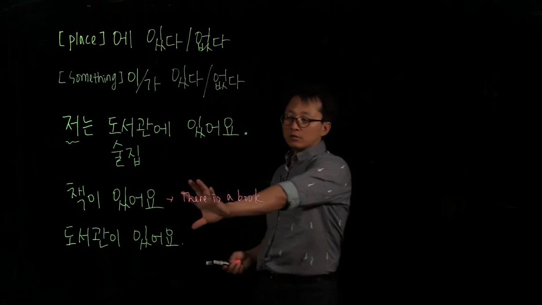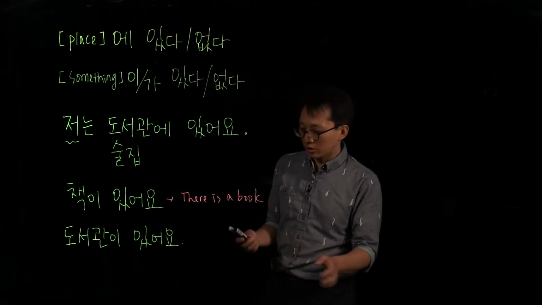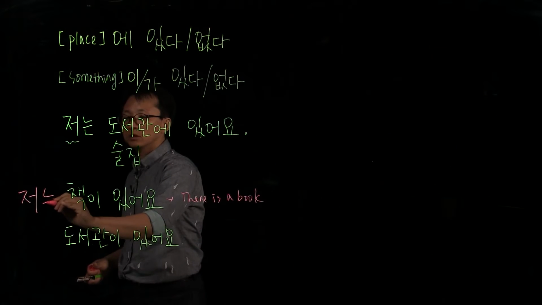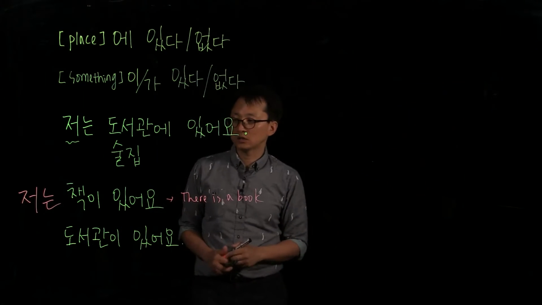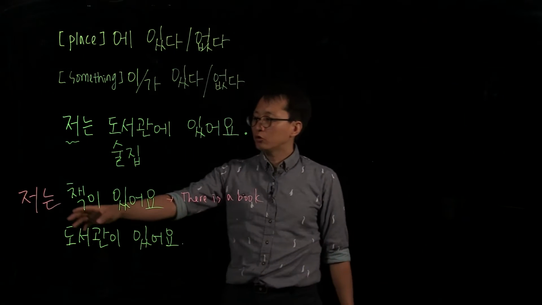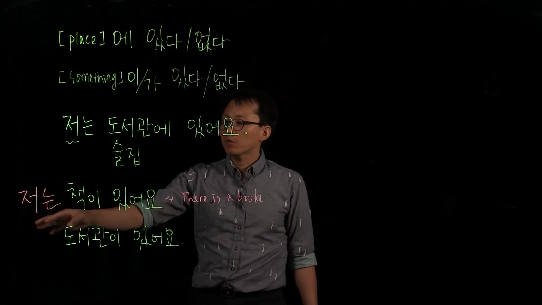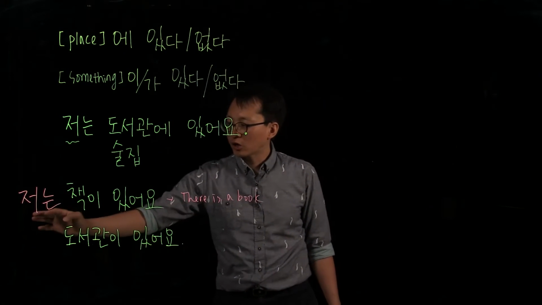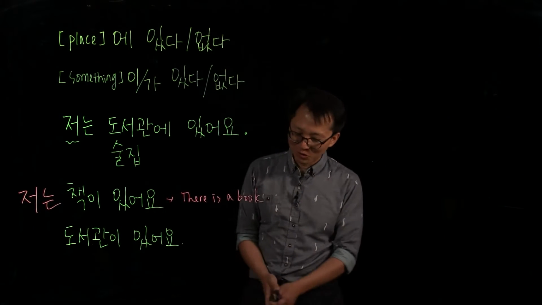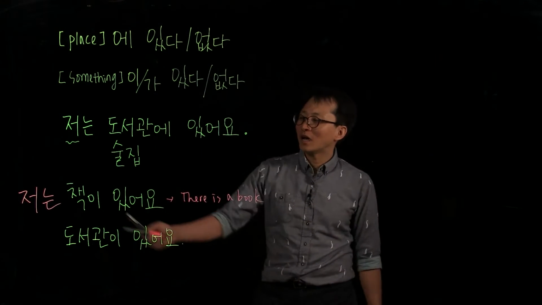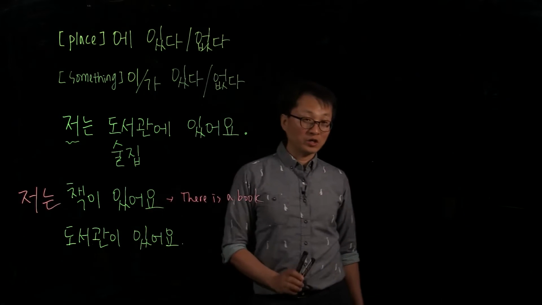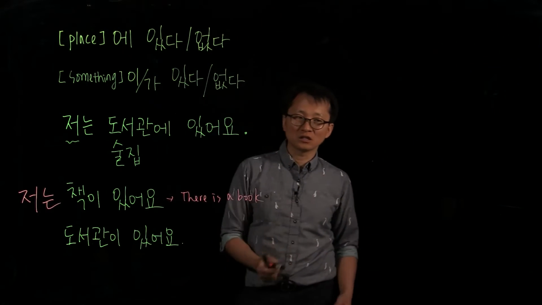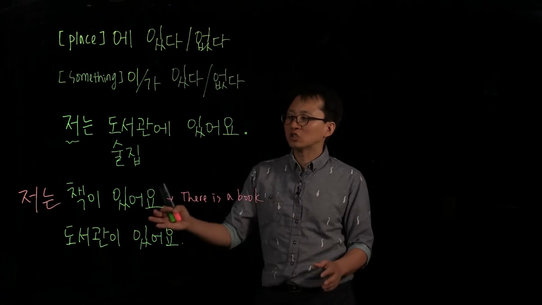Let me extend this sentence structure a little more. Like 저는 책이 있어요. 이렇게 해봅시다. 저는 책이 있어요. Then you are talking about yourself now. Talking about myself, there is a book. What does it mean? That means I have a book. 이렇게 되는 거야. I have a book. So talking about me, book exists. And that means 저는 책이 있어요.